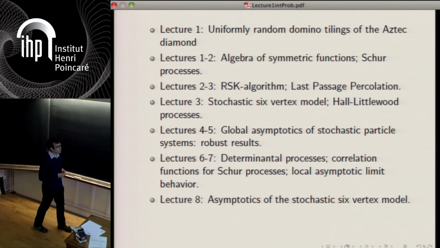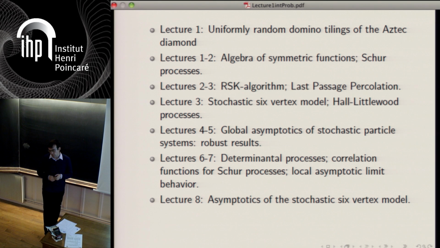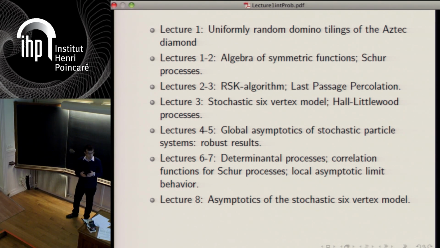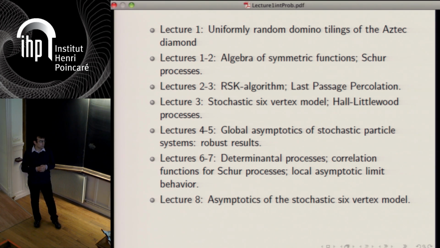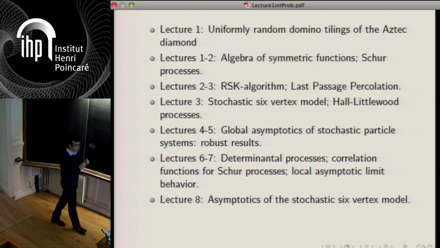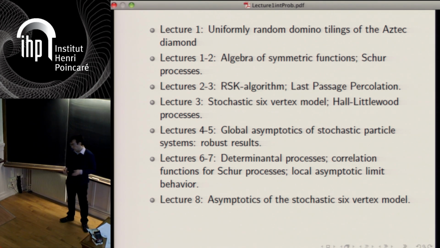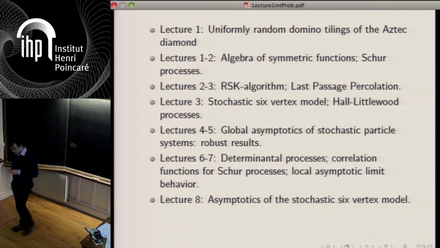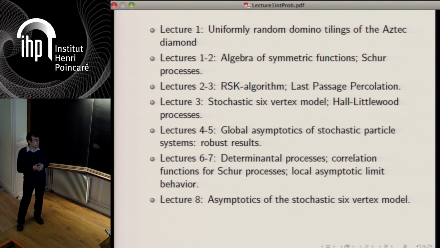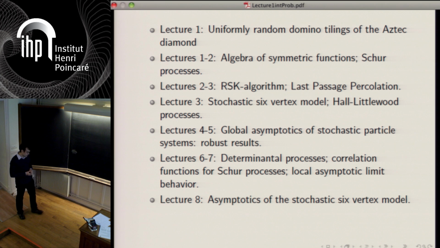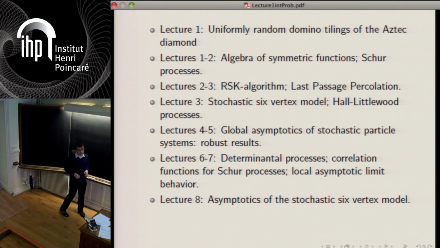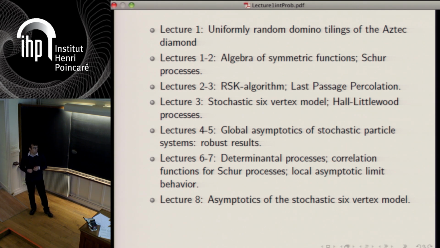The second part, lectures 4 and 5, will be about the large time behavior of these models. We will have some large random object, and we will study this random object as a whole. So we will study some global limit regime. And in the third part, from lecture 6 to 8, we will again have some large random object, but we will look at it through a microscope, and we will study how this random object behaves on the microscopic level.